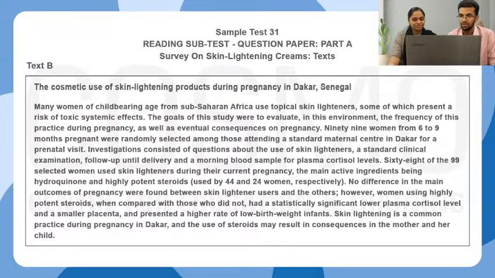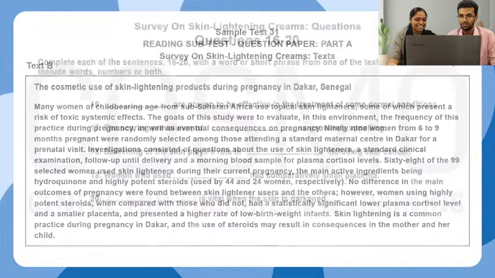Well done, everyone. So make sure to write highly potent steroids, not just potent steroids. That phrase is the answer. That entire phrase, highly potent steroids. Those three words are the answer. Okay, so let's move on to the next question. The last question of the day.